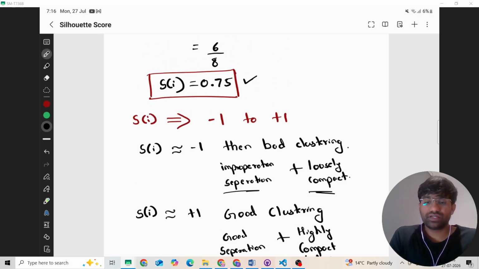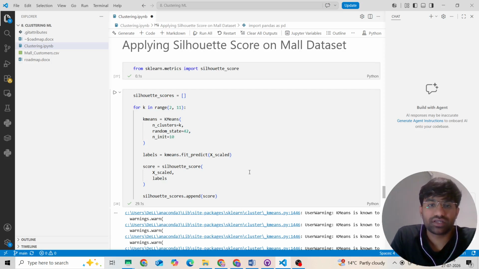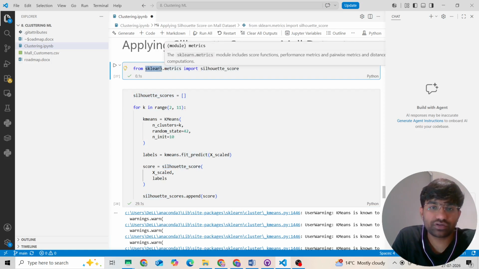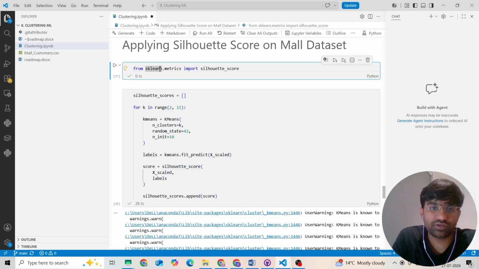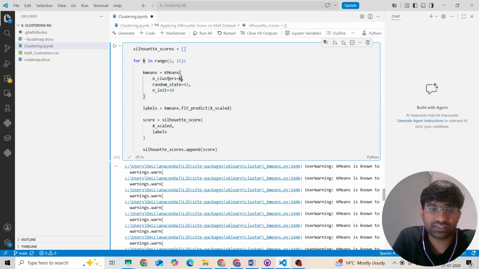Now let's implement this in our project. I am continuing the same project in this playlist. I have built the k-means model for k in range of 2 to 11 and implemented the Silhouette score here, calculated for each k value. You have to import silhouette score from the scikit-learn library. In simple coding, n clusters is equal to k, where k ranges from 2 to 11. It will check all the values from 2 to 11 and find the Silhouette score.